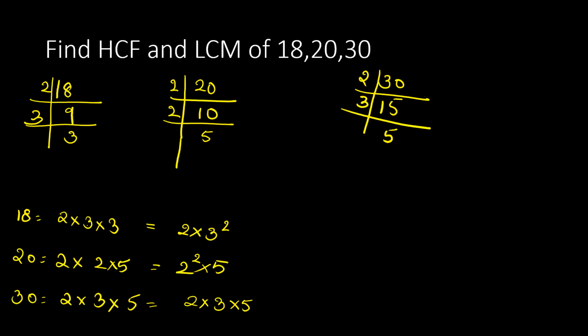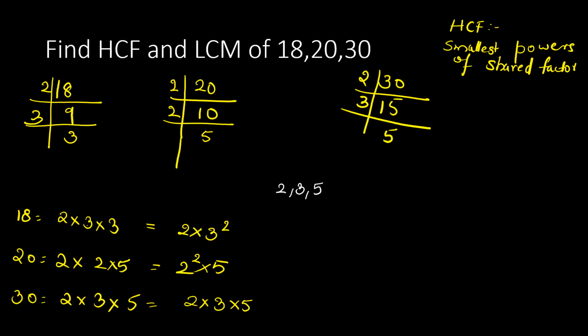Now what is HCF? HCF can be found by the smallest powers of shared factors. Here, see which factors are shared. How many factors are there? There are 3 factors: 2, 3 and 5. And which are the shared factors here? 2 is shared among the 3. The shared factor, that is, the common factor in all of these, is 2.